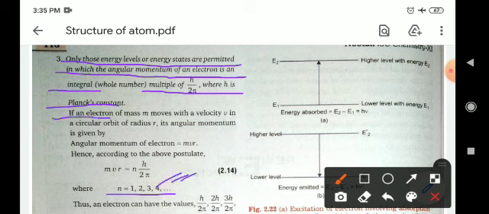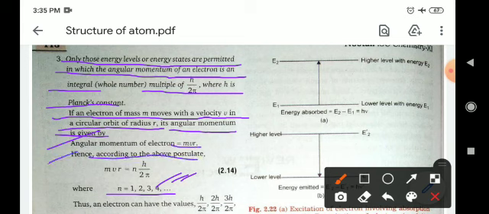If an electron of mass m moves with velocity v in a circular orbit of radius r, then its angular momentum is given by mvr. Hence, according to the above postulate, mvr equals n into h upon 2 pi, where n equals 1, 2, 3, 4 and so on. So the electron will revolve only in those orbits which have an integral value of n, that is 1, 2, 3, 4 and so on.